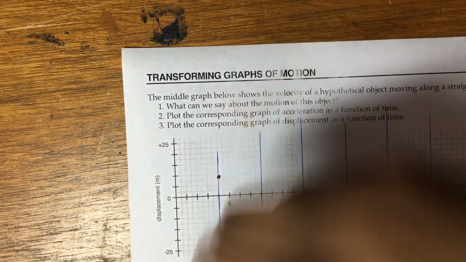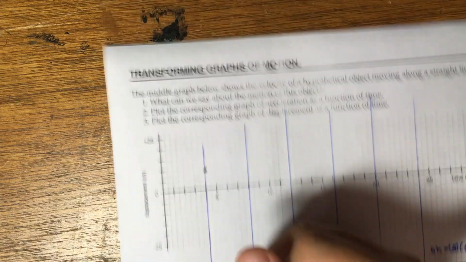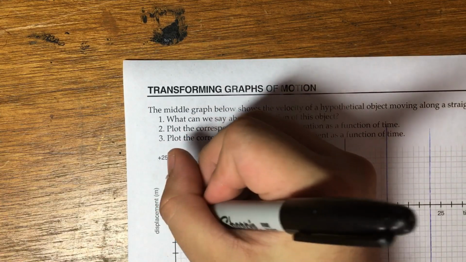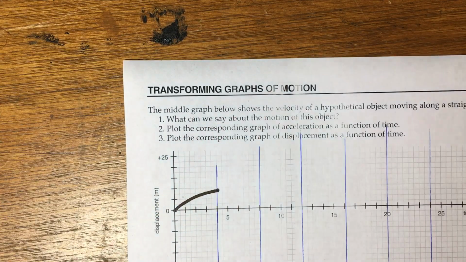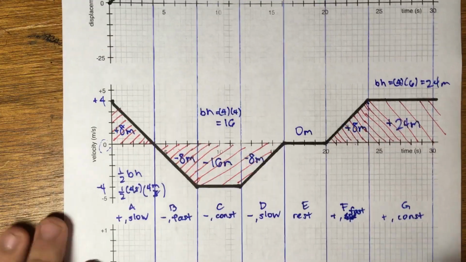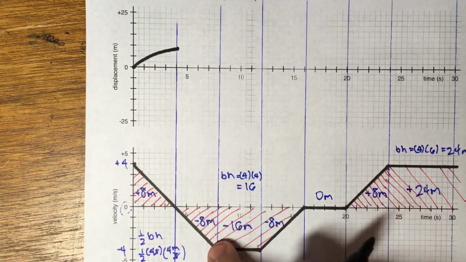Okay, so again, we have determined that this is slowing down in the positive direction. Therefore, the motion graph would look a bit like this. So starting from 0 always, you go like that. Okay, now let's take a look. 8 meters going down. So basically, that just cancels out with this.